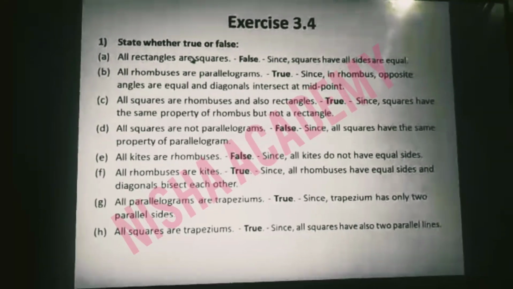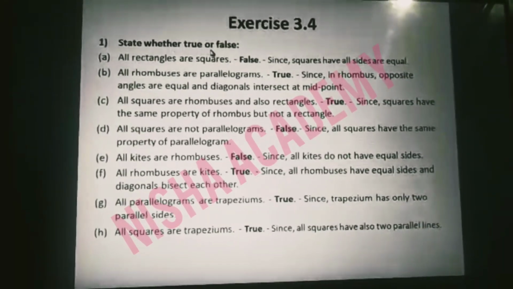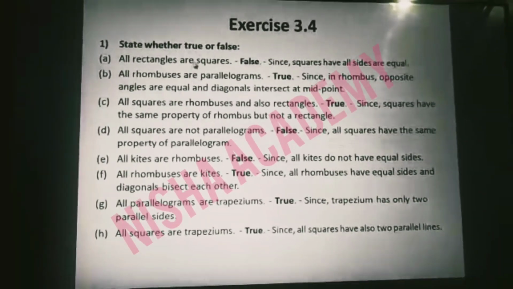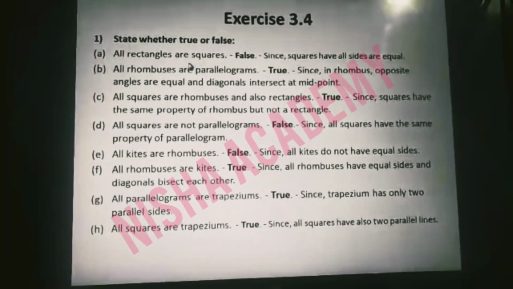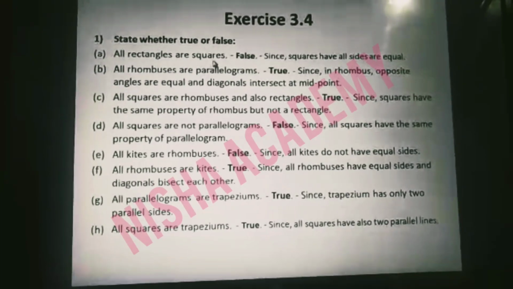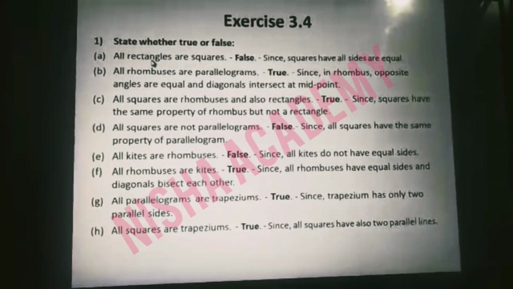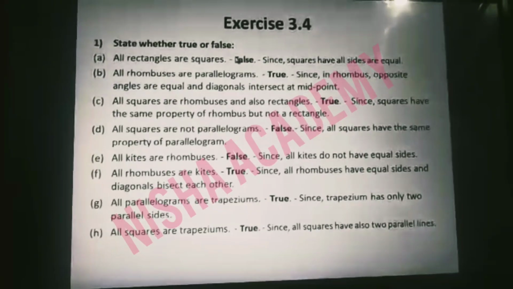All rectangles are square. It is asking whether rectangles can be said to be squares, which is false because their properties are not the same. A square has all sides equal while a rectangle does not, so they are not squares.